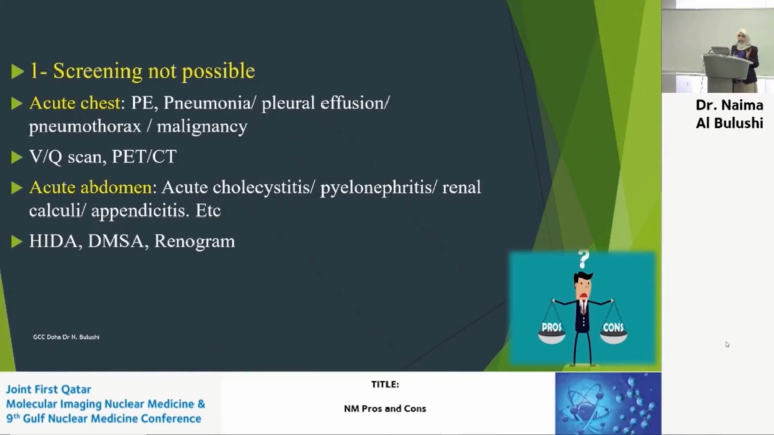I mean, you can't use it for screening, but you just ask, what is it that you're looking for? Is it pulmonary embolism? Is it pneumonia? Is it malignancy? And then accordingly, we can plan. How can we help you? Because we're not just CT and ultrasound. We have a number of radiotracers, a number of different scans that we can help you with, likewise in acute abdomen.